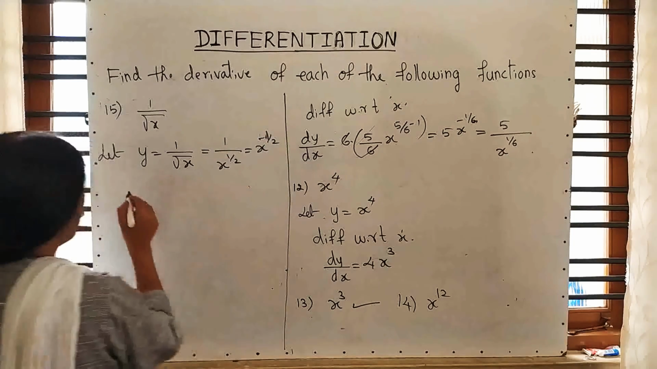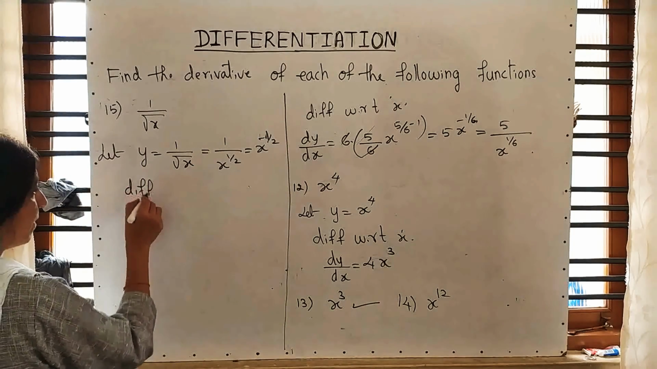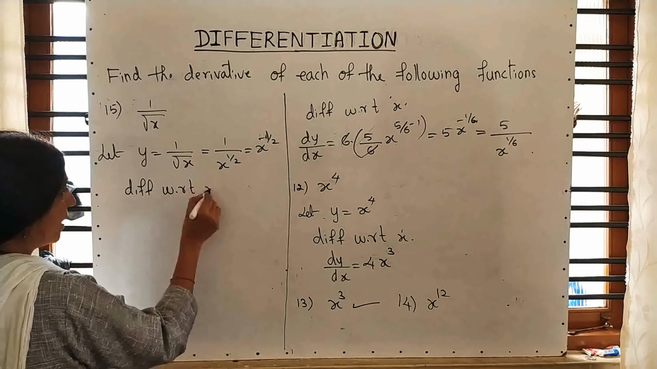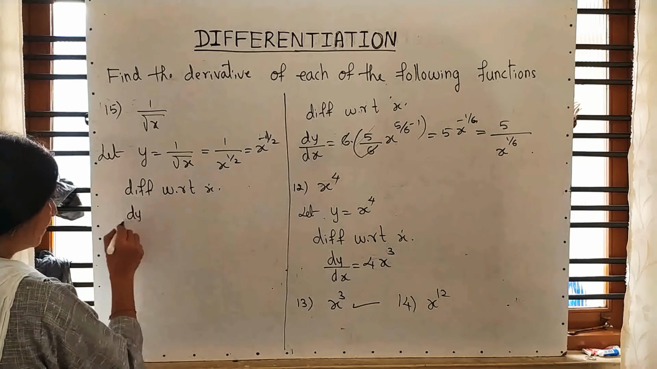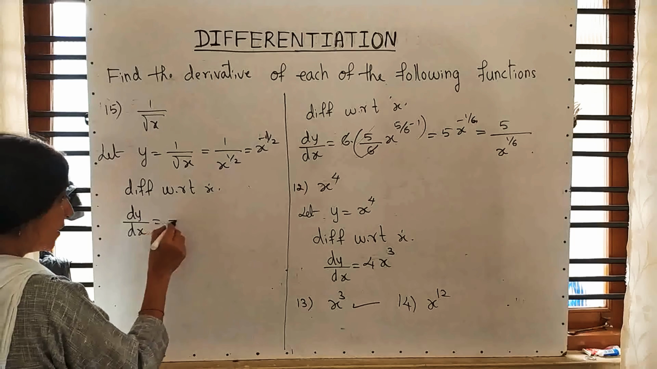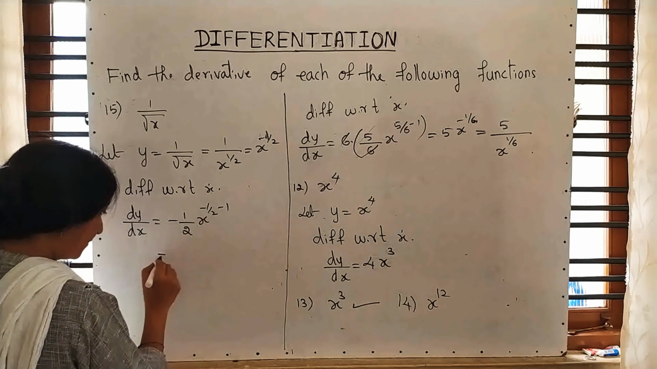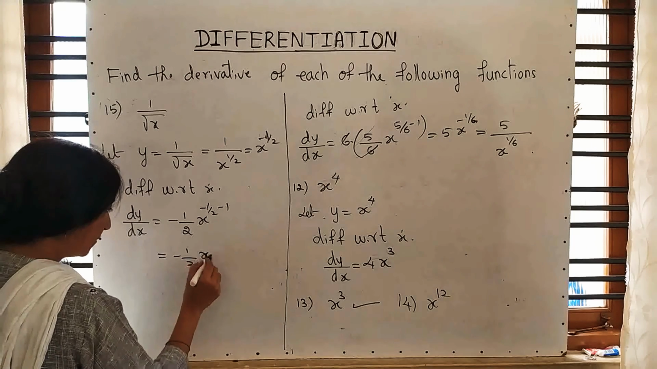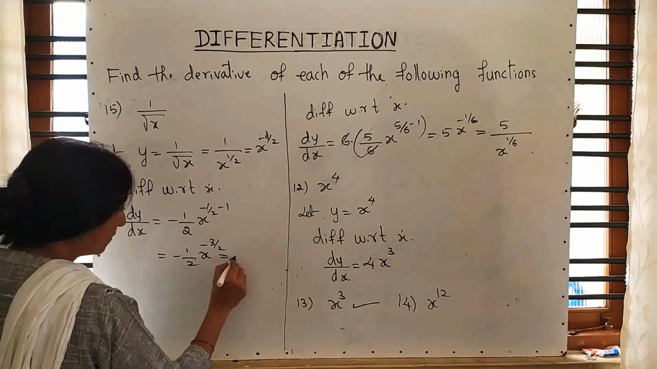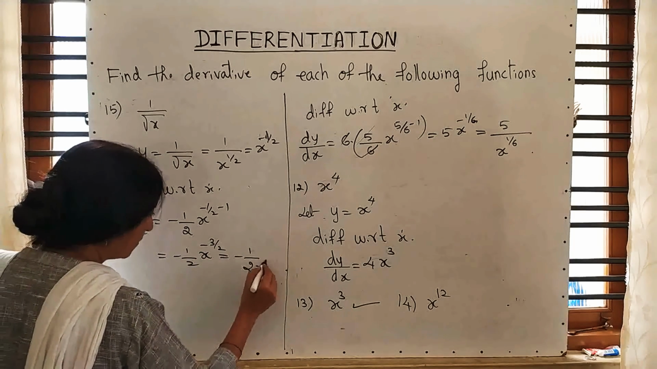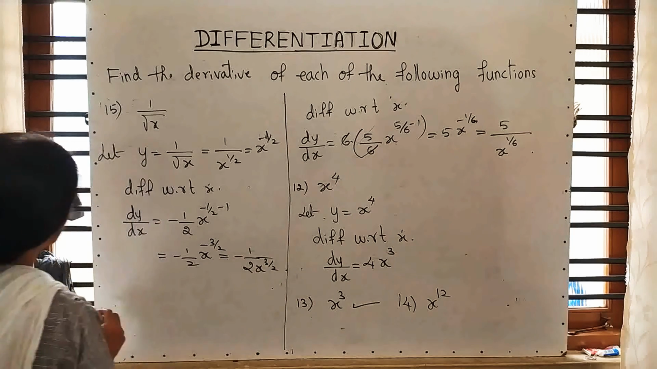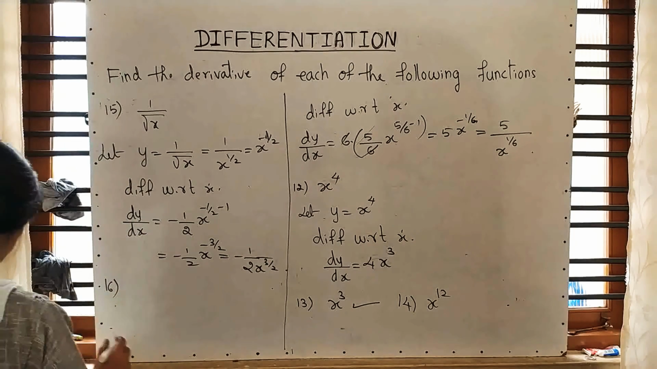Minus 1 by 2. Differentiate this. Differentiate with respect to x. n into x to the power n minus 1. Correct or not? Next.